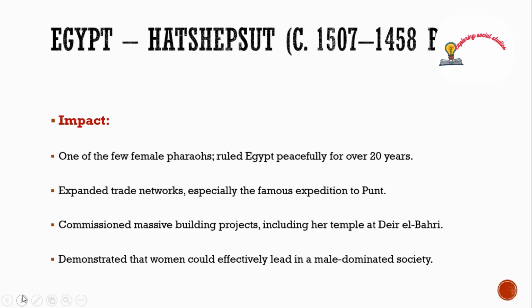Next is Egypt. Hatshepsut, 1507 to 1458 BCE. Impact: one of the few female pharaohs, she ruled Egypt peacefully for over 20 years. She expanded trade networks, especially the famous expedition to Punt. She commissioned massive building projects, including her temple at Deir el-Bahri, and demonstrated that women could effectively lead in a male-dominated society.